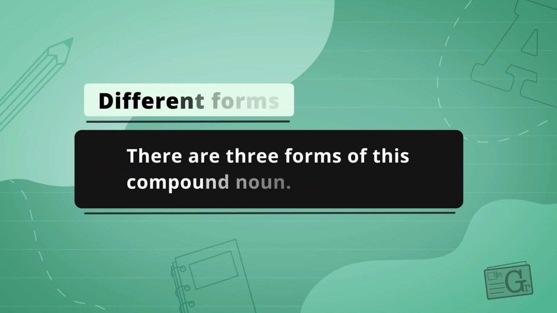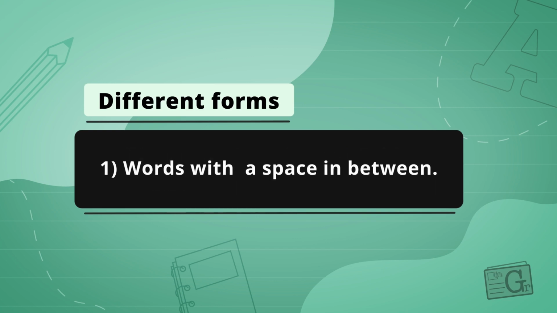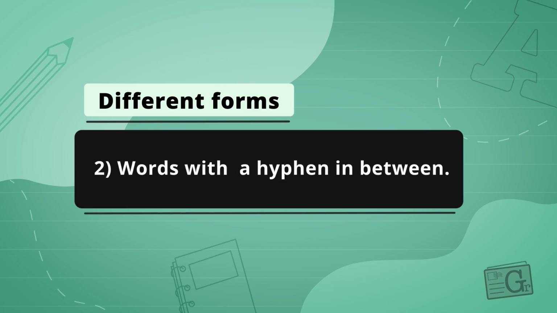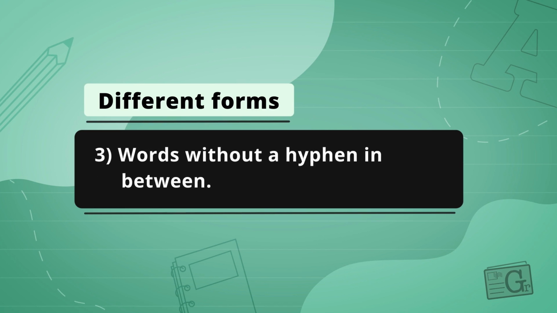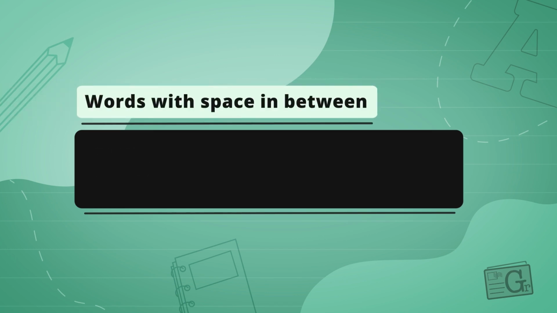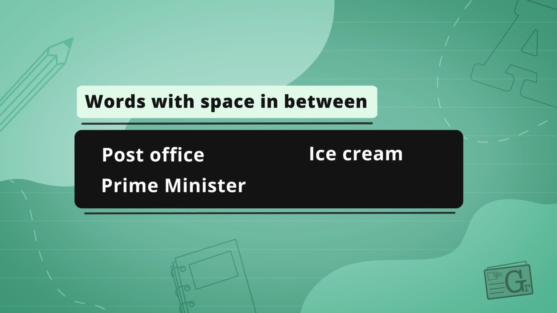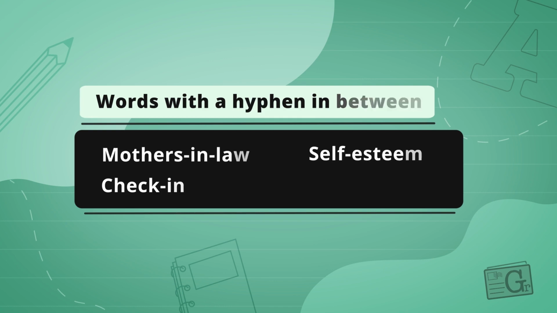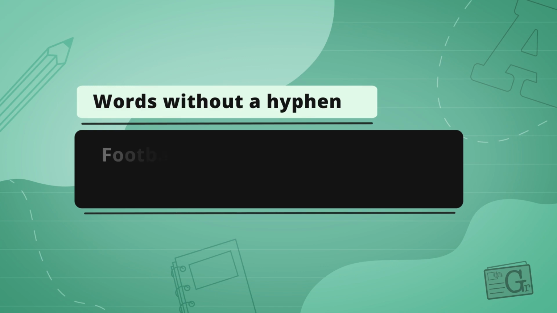Next, there are three forms of this noun. That is how the words are being arranged. One is words with a space in between. And second one, words with a hyphen in between. And third, words without a hyphen in between. Let's see some words with a space in between. Post office, Prime Minister, ice cream. Words with a hyphen in between. Mothers-in-law, check-in, self-esteem. Words without a hyphen in between are football, bathroom, and toothpaste.